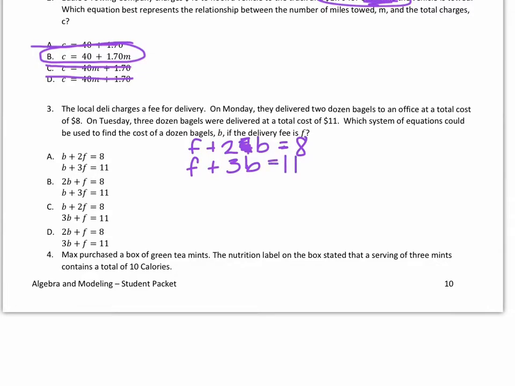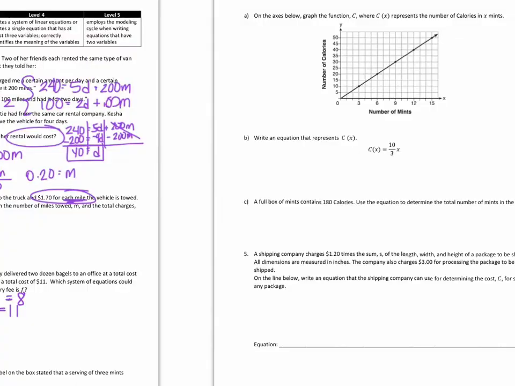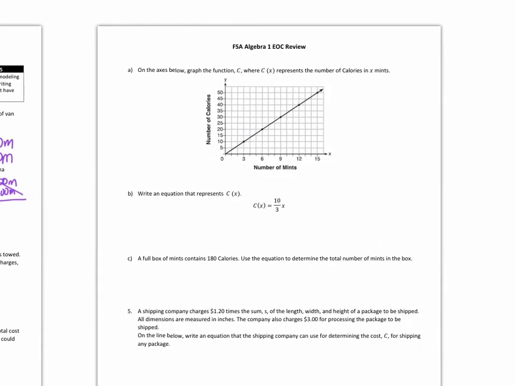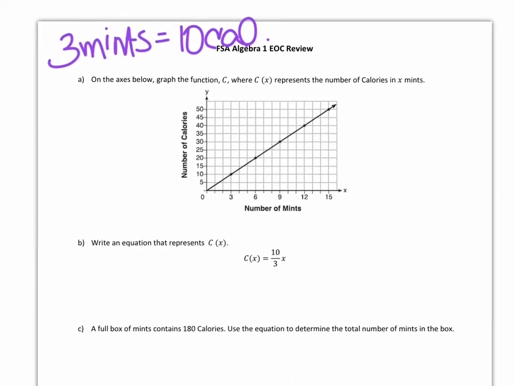So then I have to figure out which one looks like that. So first of all, any that have your F being multiplied by something is wrong because they just charge a flat delivery fee. So then I look at letter D. It's correct. Number 4. Max purchased a box of green tea mints. The nutrition label on the box says that a serving of 3 mints contains 10 calories. I bet you there's more on the next page. Oh, look at this. So, just so that we have it, 3 mints, 10 calories. On the axis below, graph the function.